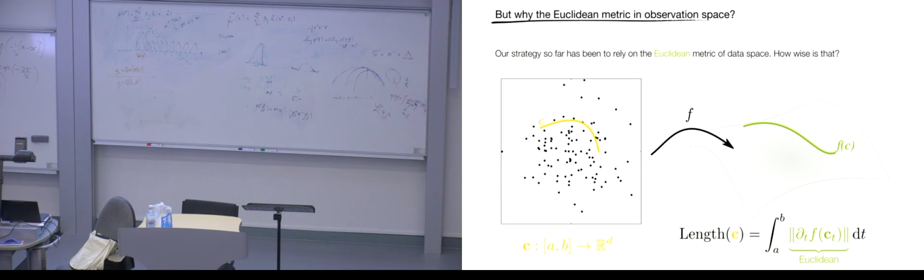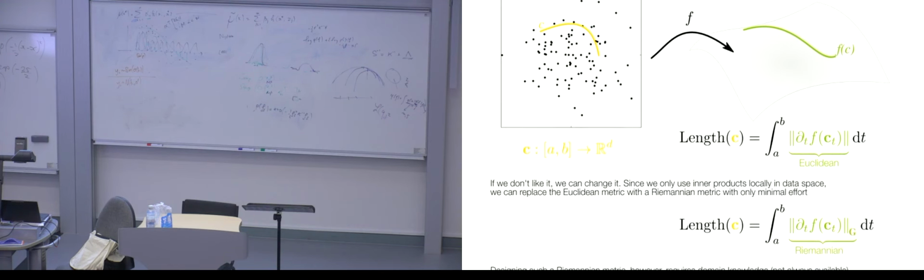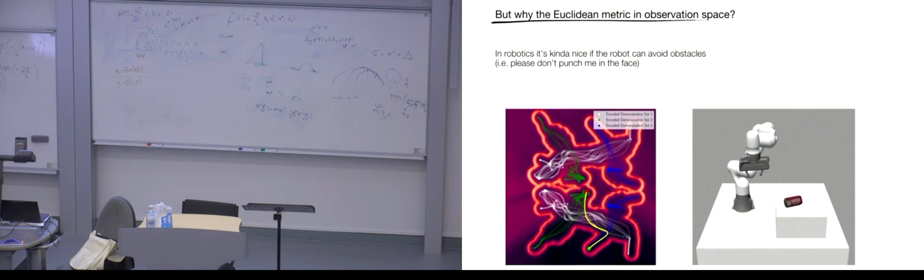And given that all we're doing is infinitesimal, it's quite easy to just plug in any old Riemannian metric in the output space, if you're so inclined. I can't in general tell you how to get such a metric, but sometimes you can. I'll show you an example of that.